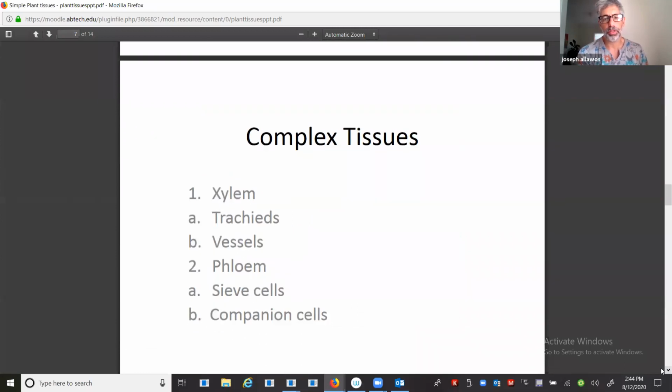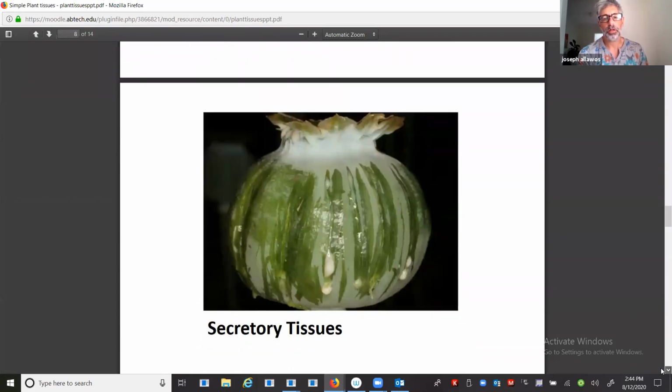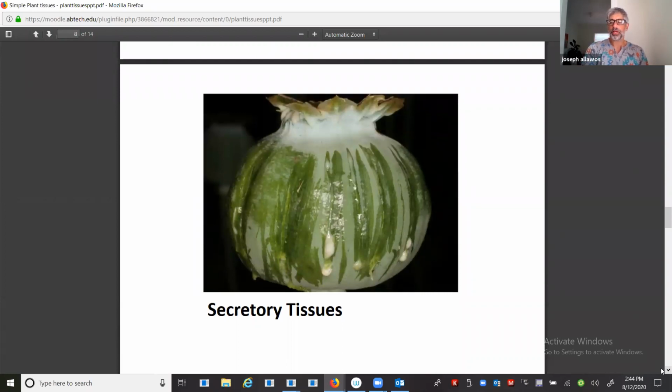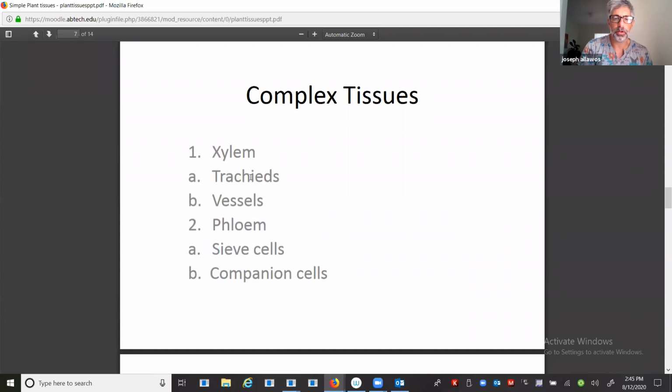And then we got into complex tissues. We talked about xylem, and we talked about phloem. Remember, xylem moves the water up. It's not a two-way street. There are two different kinds of xylem, tracheids and vessels. And then phloem is, in fact, a two-way street. The sugar can move up or down through the sieve cells. Remember, these are living cells, but they're enucleate, meaning they don't have a nucleus. Each of the sieve cells has a cell associated with it that does have a nucleus, that we call the companion cell. So just remember, xylem is not living at maturity, but phloem is.